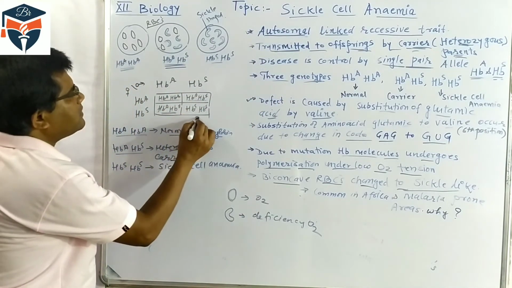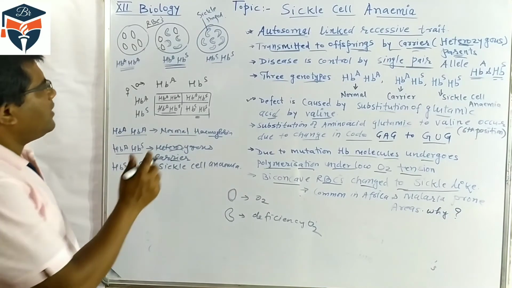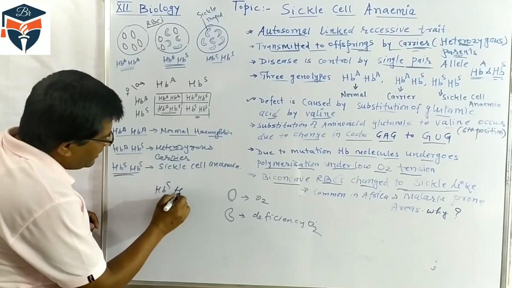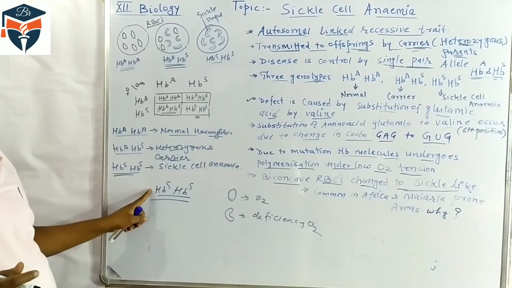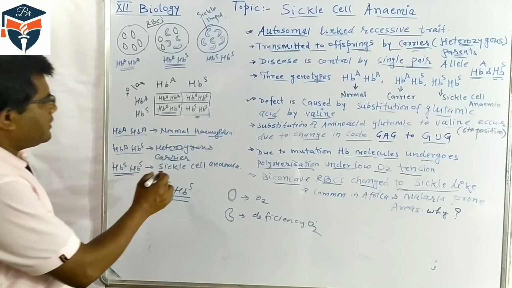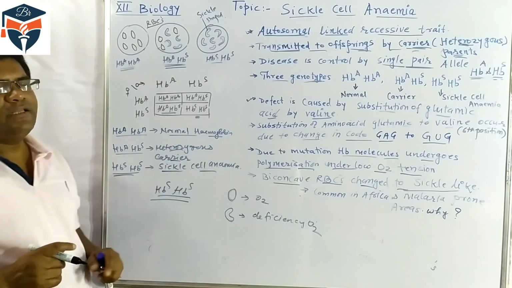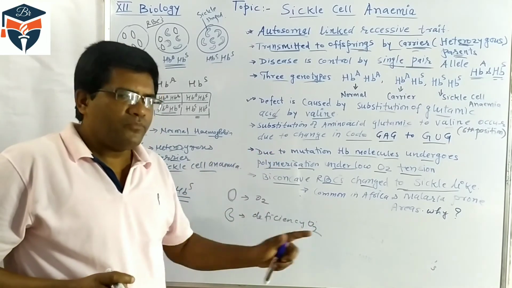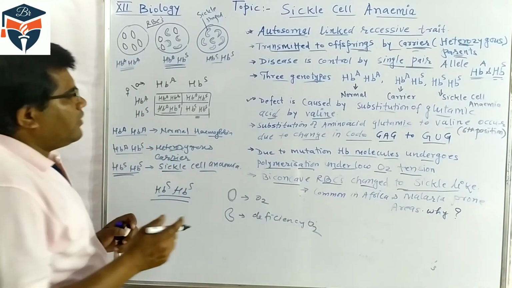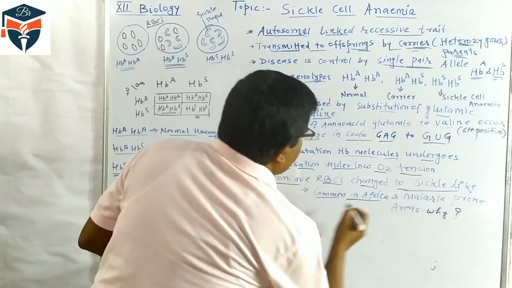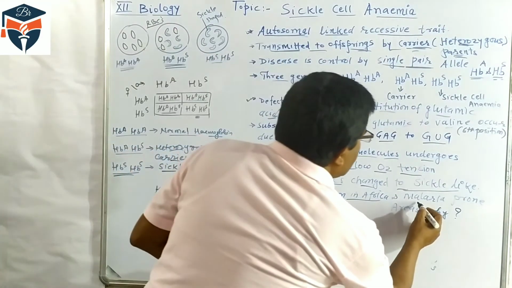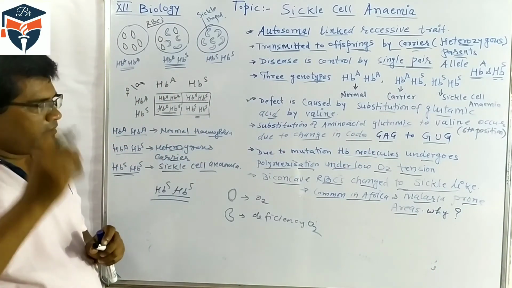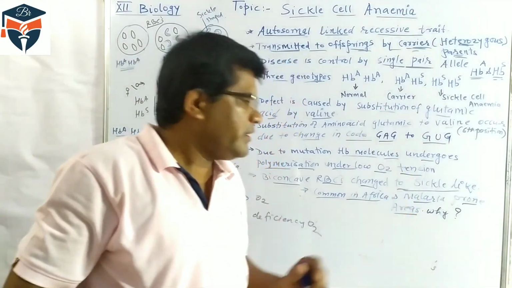And the third is the lethal condition, which leads to the death of the individual: HBS, HBS. If both S alleles come together in the homozygous condition, it leads to sickle cell anemia. Sickle cell anemia is a genetic disorder caused by a change in a single gene. Now the last topic: it is common in Africa and malaria-prone areas.